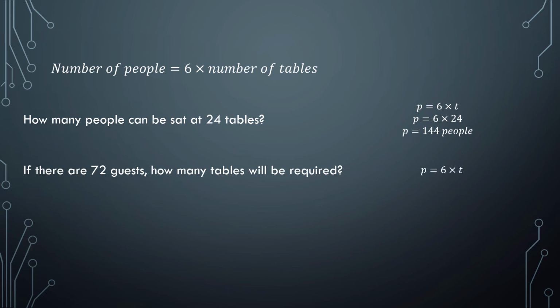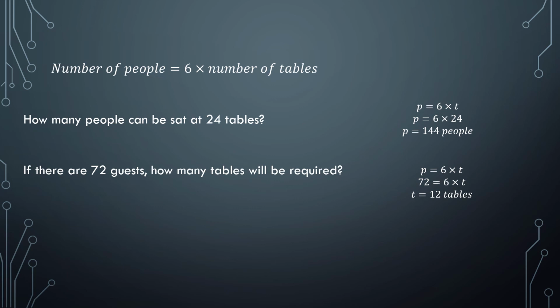Think about the next one. First thing I'm going to do, write in my formula, P equals 6 times T. I'm going to substitute in my number, only this time I know the number of people. So this time I've got 72 is equal to 6 multiplied by something. Okay, 6 times what is 72? 6 times 12 is 72, and so the number of tables that we need here are 12. Okay, so if I have 12 tables, I could fit 6 at each, gives me the 72 altogether that I needed.